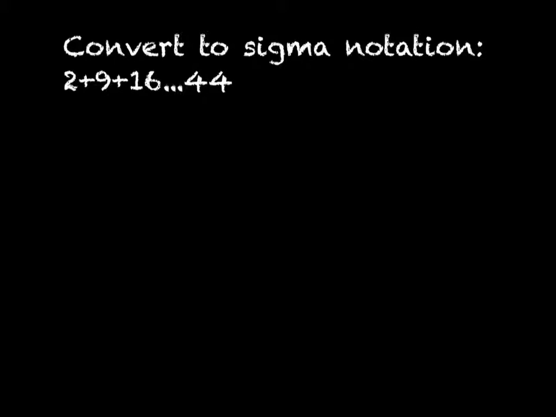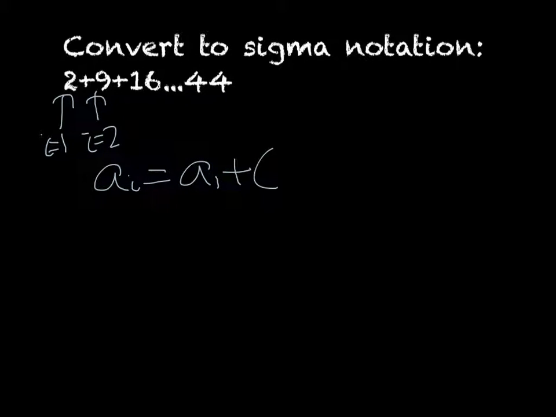Convert to sigma notation. So we have this sum here. We'll say that this is equal to I equals 1. 9 is represented by I equals 2. Then our formula for these numbers is A of I equals A1 plus I minus 1 times D.